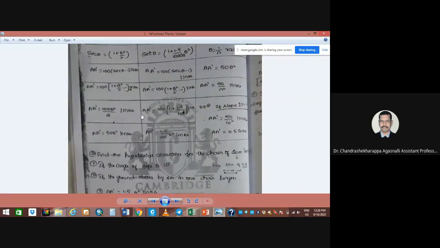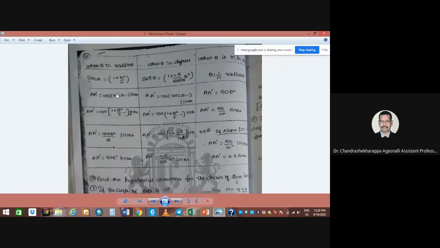Here is the formula: 1.5 theta squared by 100. So 0.5 is a 100, what they have given here, so that's our links, divided by 1.5. So we get theta is equal to 2.58 degrees.